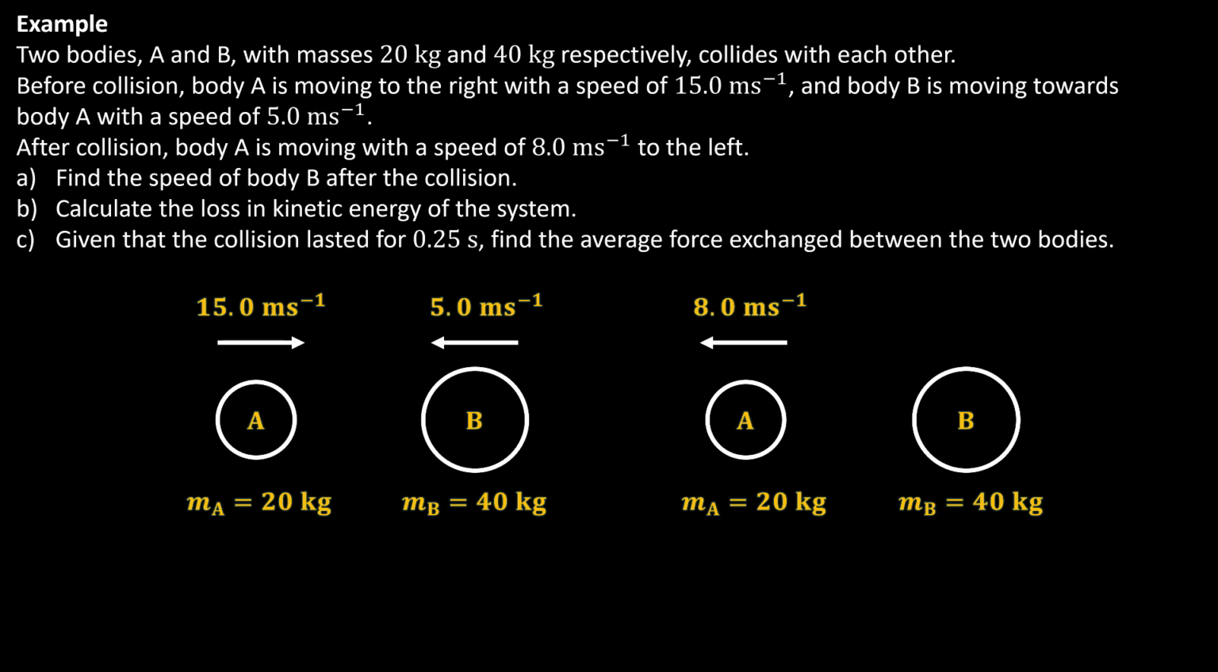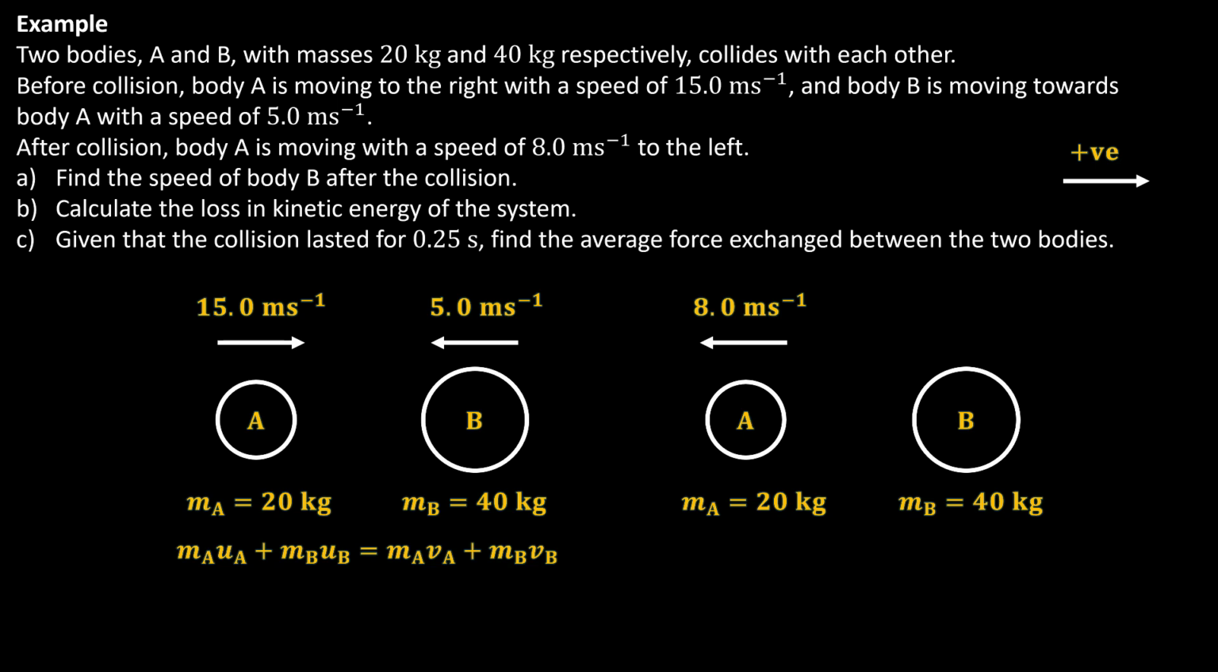Now to get the velocity of body B, we simply apply the conservation of momentum, which is written as MA UA plus MB UB equals MA VA plus MB VB. When applying this equation, we need to have a sign convention in place in order to get the directions correct. So I am placing the right as the positive direction.